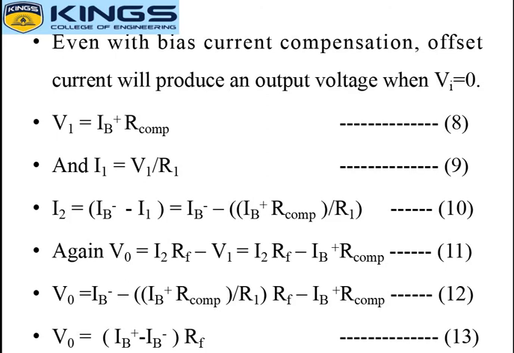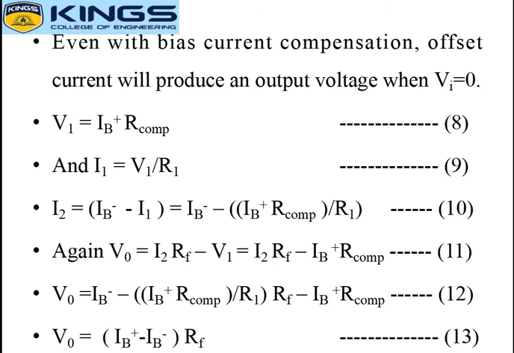Referring from the above equation, V1 equal to IB plus into RCOM and I1 equal to V1 divided by R1. KCL at node A gives I2 equal to IB minus I1. So, I1 is V1 divided by R1 and V1 is IB plus RCOM, we know. So, I2 equals IB minus IB plus RCOM divided by R1, right?